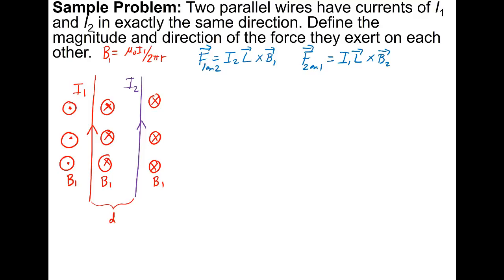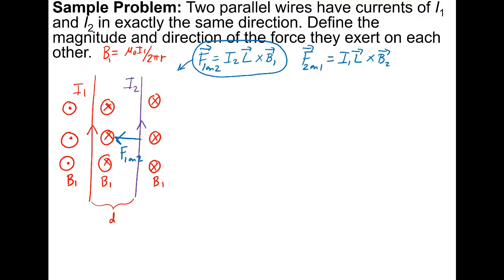So, thinking about our right-hand rule, we're going to do the force of 1 on 2 first. And I2, your pointer finger points up. B1, which is in red, is actually pointing into the page. So your palm should be pointing into the page. And the force, therefore, is pointing to the left, the force of 1 on 2.